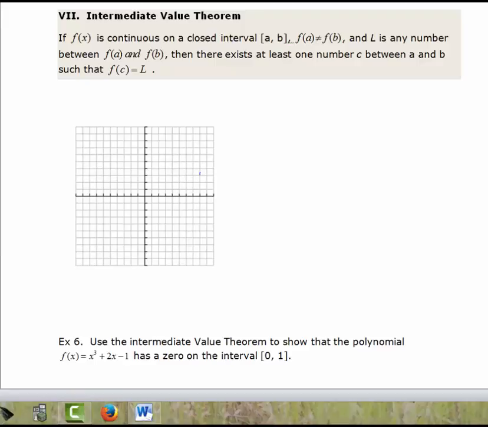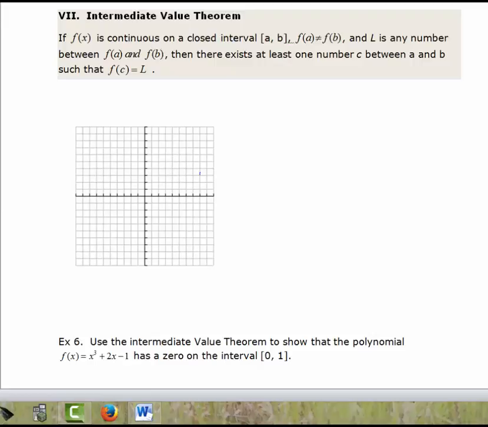In this video, we're going to use the intermediate value theorem and apply it to an interest problem. The first thing I'm going to do is just state the theorem. The wording seems confusing, but the actual theorem itself is very simple to use.